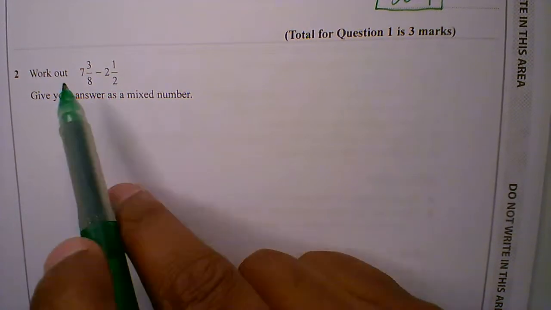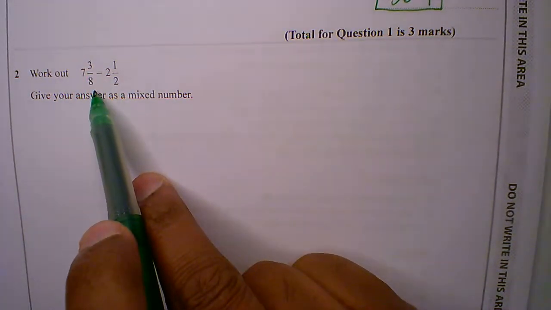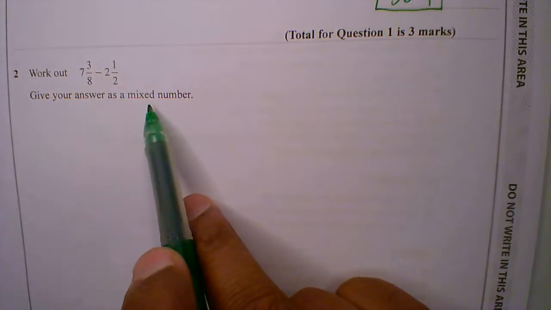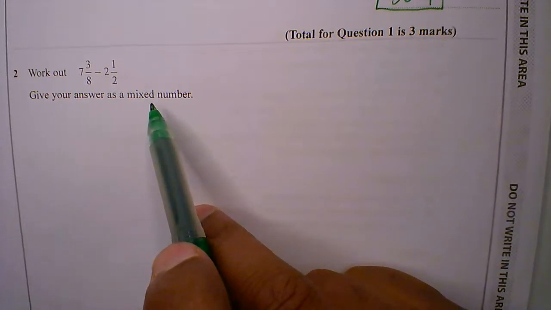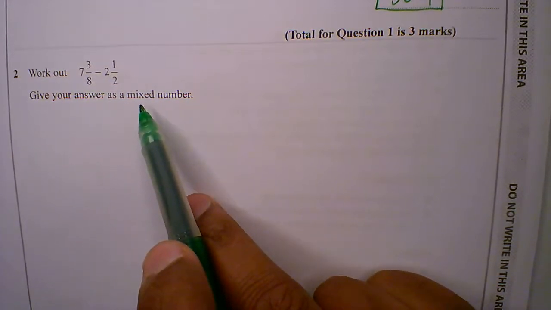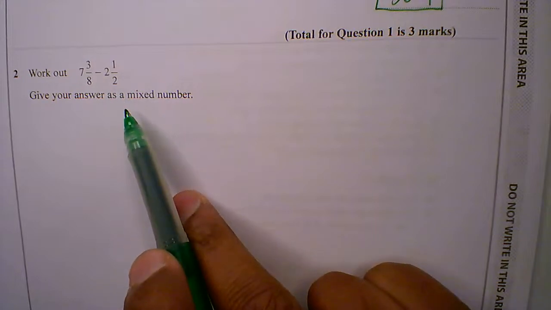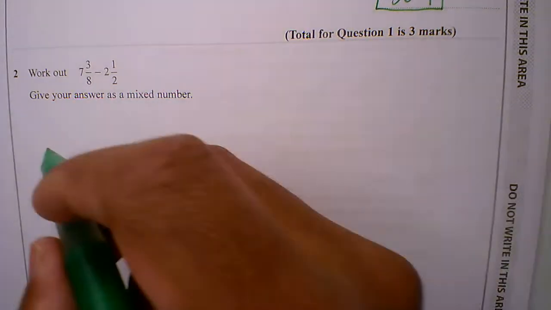Okay, so question 2 is work out 7 3/8, take away 2.5. Give your answer as a mixed number. So what topic is this? This is mixed numbers. Now, we are familiar with this. This has come across in primary as well. So what are the steps for this?